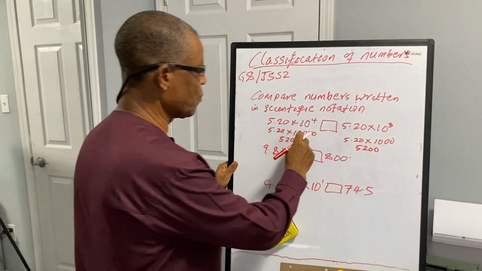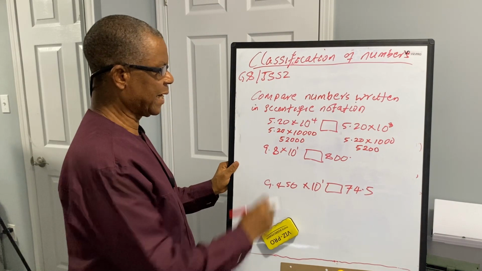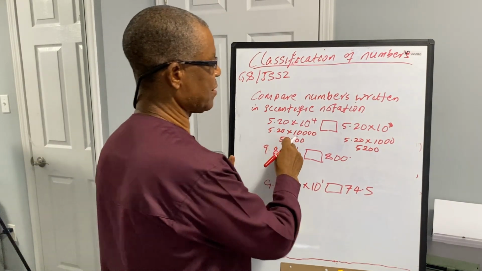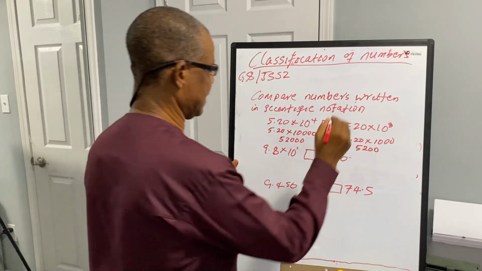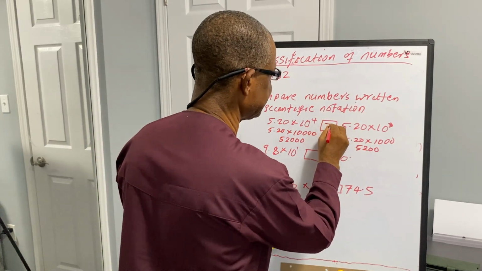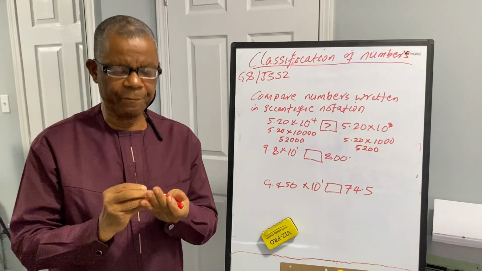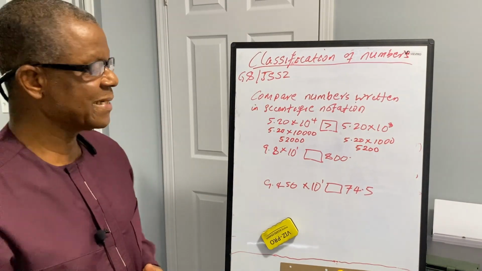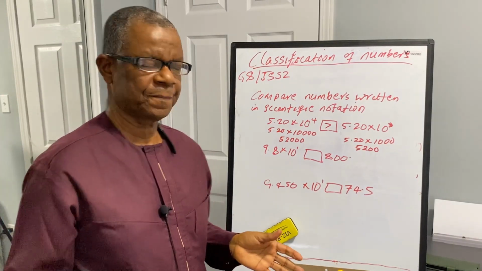And then you can see which one. Is this greater than this, or is this less than this? You can agree with me, this is 52,000, while this is 5,200. You simply tell the examiner and whosoever that this is greater than this. What the comparison you are doing here is either it's greater, or it's less than, or they are equal.